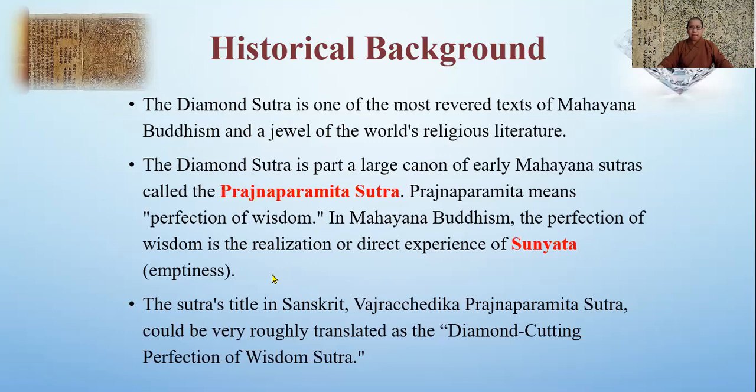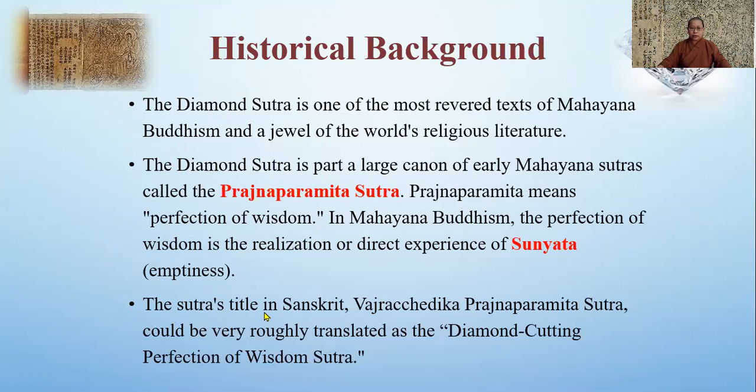The Diamond Sutra is part of a large canon of early Mahayana sutras called the Prajna Paramita Sutra, a very big canon. Prajna Paramita means perfection of wisdom, perfection of enlightenment, perfection of awakening. In Mahayana Buddhism, the perfection of wisdom is the realization or direct experience of sunyata, which in Western countries is translated as emptiness. It actually means that there's no fixed entity, and it changes all the time.